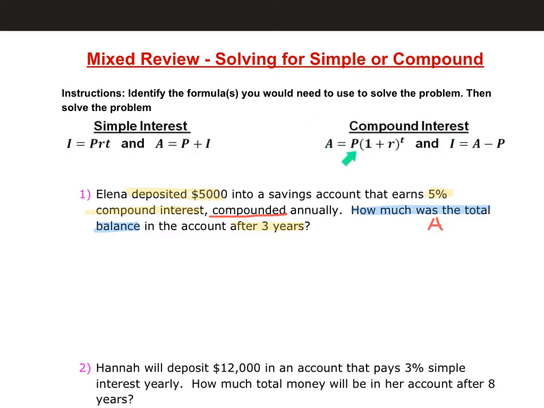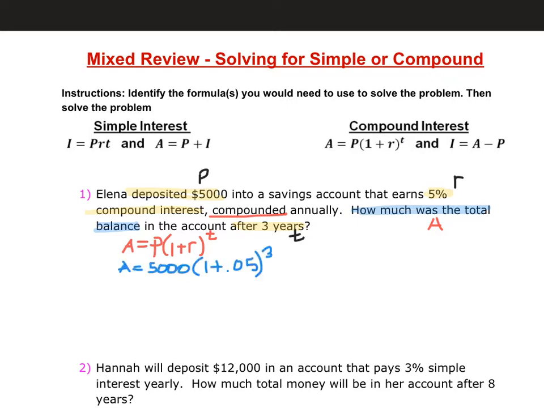Now, do we just do the first formula or do we do both? Well, it says A, so we're going to use the first formula only. I'm going to go through and label my parts from the problem so it's easier for me to substitute into the formula. It says deposited $5,000, the money deposited or borrowed is the P, the percent is your R, and the 3 years is your time. So I have everything labeled. Now I'm going to substitute it into the formula.